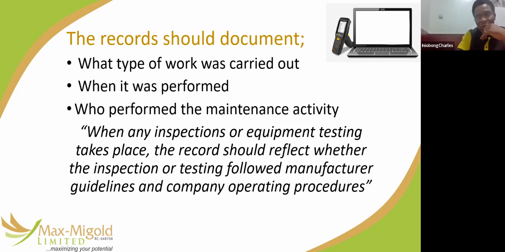The record should be documented. What type of work was carried out? The record must contain what type of work was carried out, when it was performed, and who performed the maintenance activity. In the oil rig, most of the maintenance people there, you don't just go there to do a job. When you are doing a job, that job is tied to your identification number.